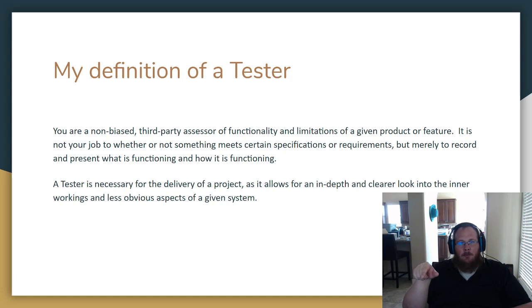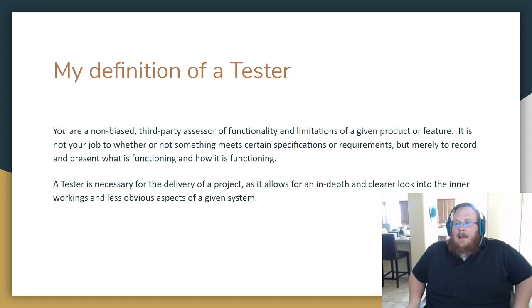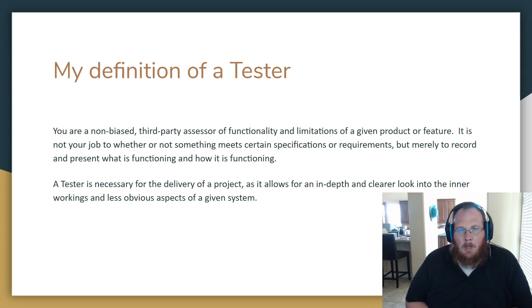The product owner is worried about the company. The developer is worried about the development. All you're trying to do is give an honest assessment of the functionality of the product. So one example that I give of this whole process is that I use the red ball scenario.